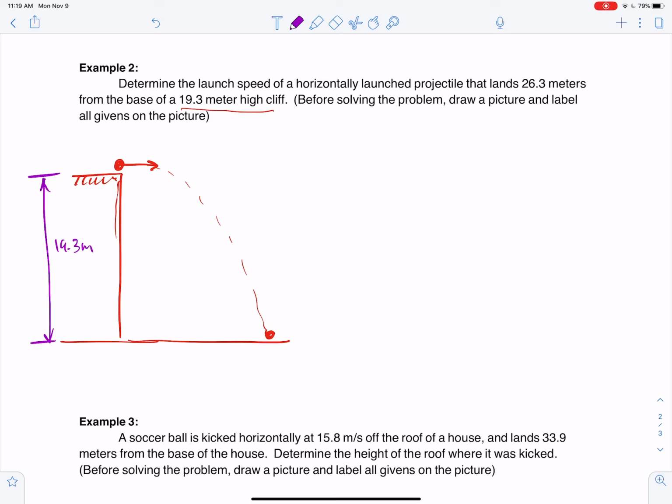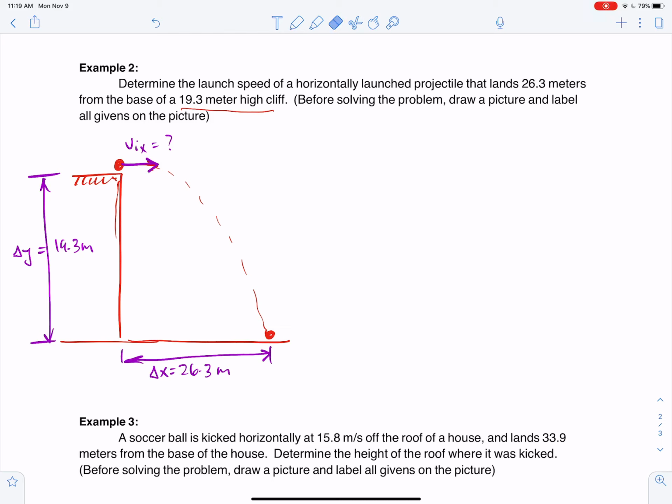And we know that it lands 26.3 meters away from the base of the cliff. And we're being asked to find this initial horizontal velocity that it was launched out from, right? This vector. So in our problems, we're going to call this delta x. We're going to call this delta y, okay? 19.3.